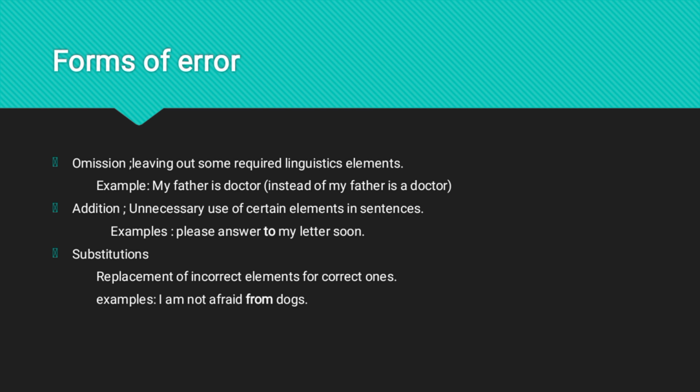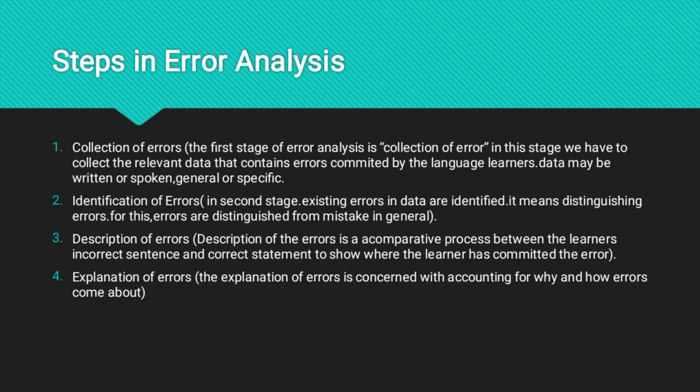Forms of error. Omission, leaving out some required linguistic elements. Example, my father is doctor instead of my father is a doctor. Addition, unnecessary use of certain elements in a sentence. Example, please answer to my letter soon. Substitution, replacement of correct elements with incorrect ones. Example, I am not afraid from dogs.